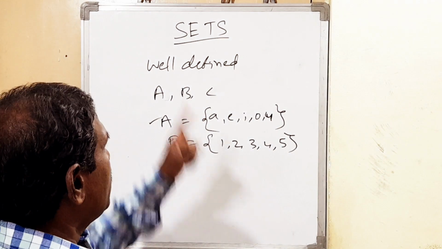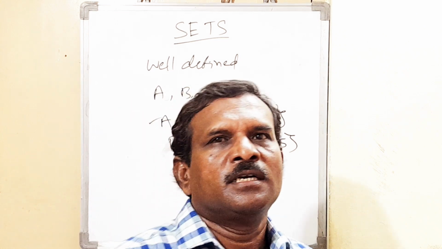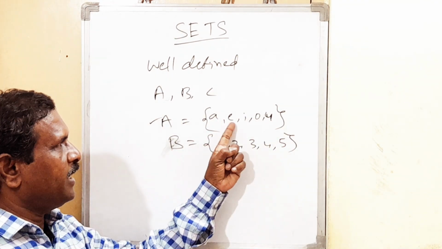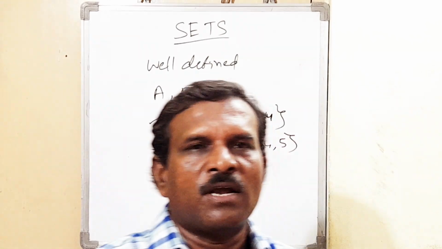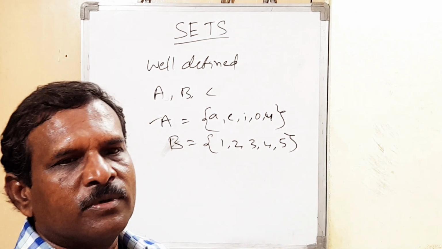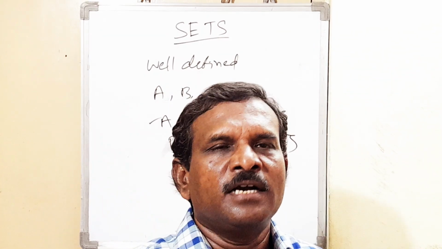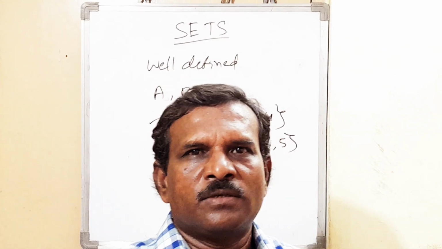Now let us come back to the definition. A set is a collection of well-defined objects. Here, if I describe the set A, you can see a, e, i, o, u. These are the vowels of the English alphabet. So now we are clear about the set A. What is set A? It is a collection of all vowels of the English alphabet. So now it is well defined.